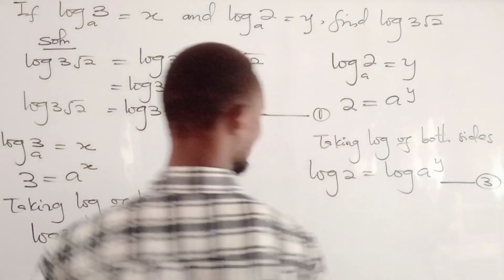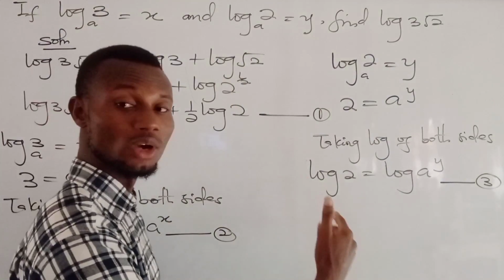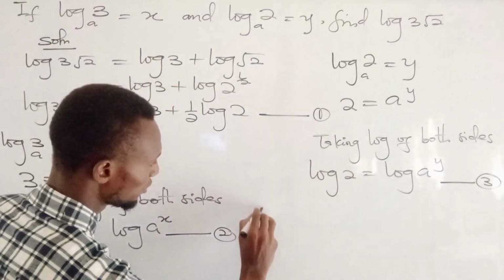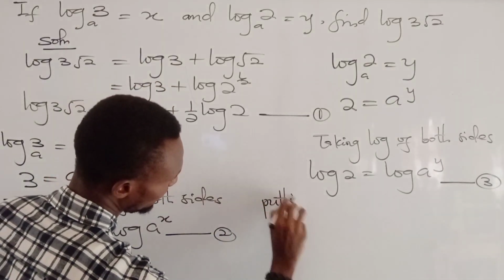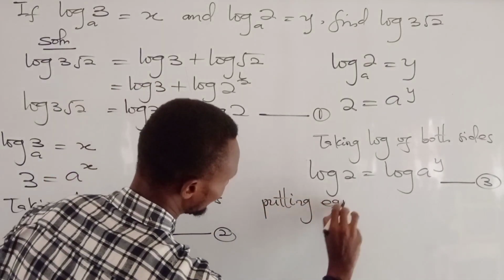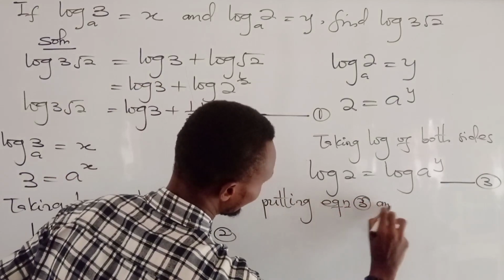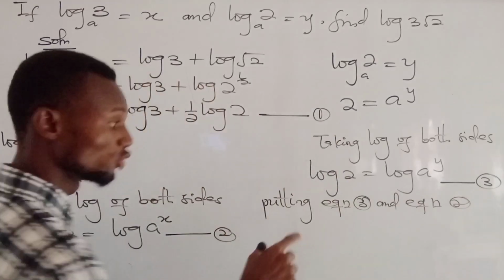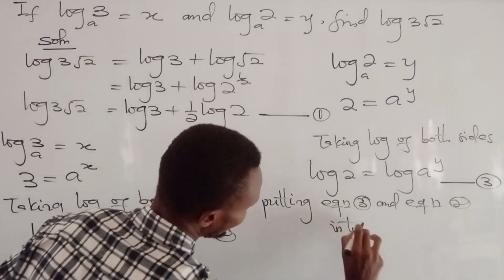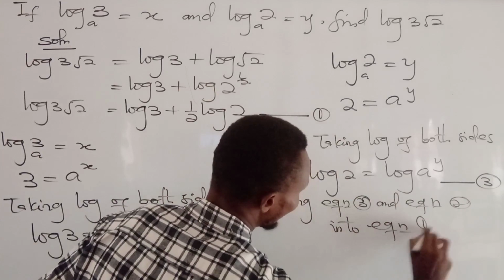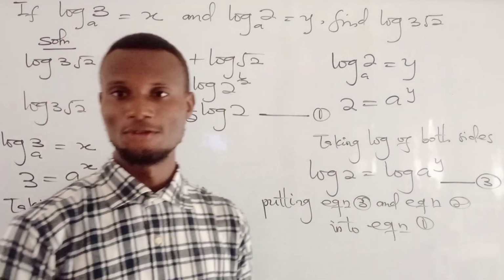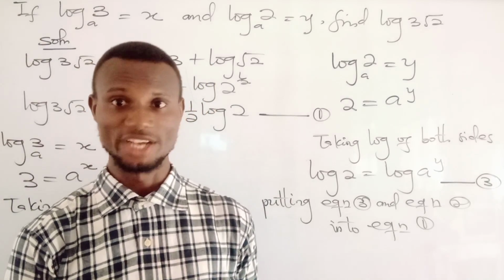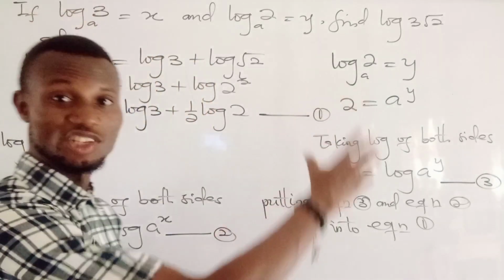So I'm going to write putting equation 3 and equation 2 into equation 1. That's what we need to do from this point. I hope you understand the explanation up to this point. Now we need more space to continue.